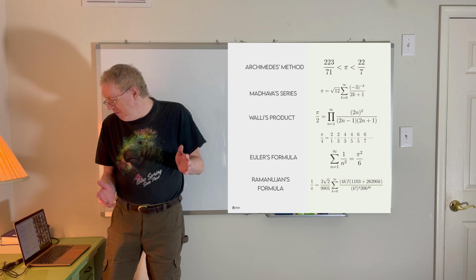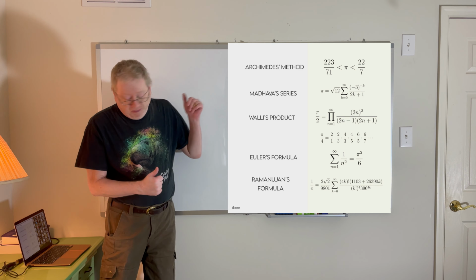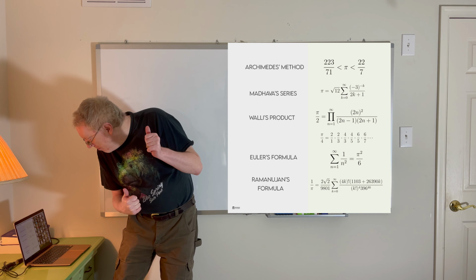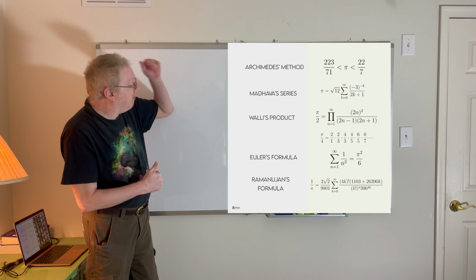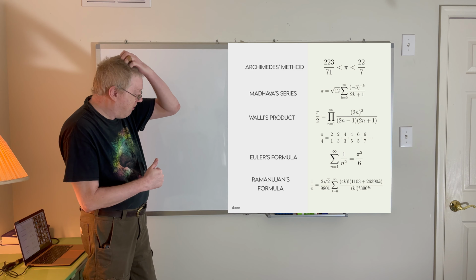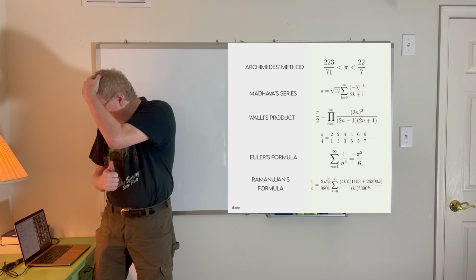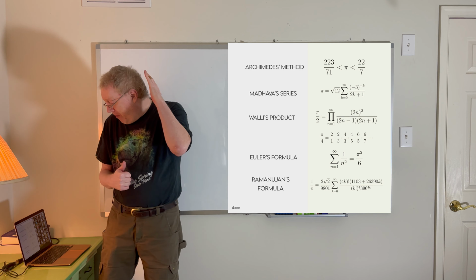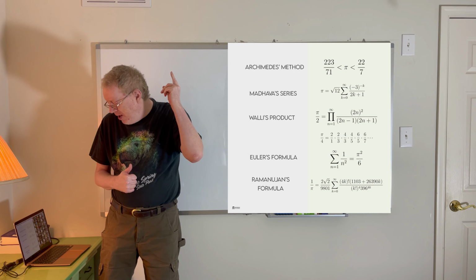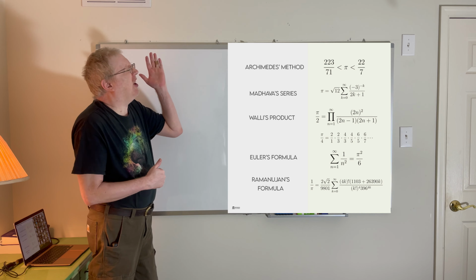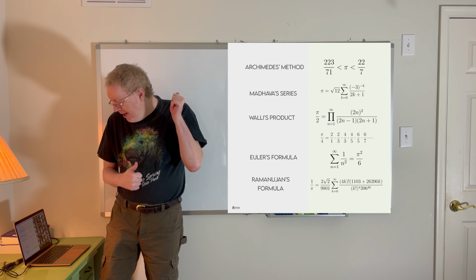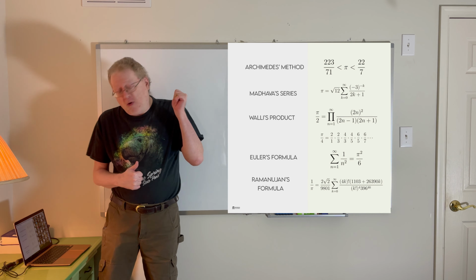And then you have Madhava's series, which is kind of nice. Don't like having a root, the exponent being what it is. Well, maybe it's not so bad. Wallis's product, Euler's formula, and the big daddy of them all, Ramanujan's formula.